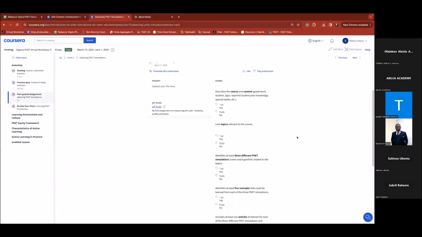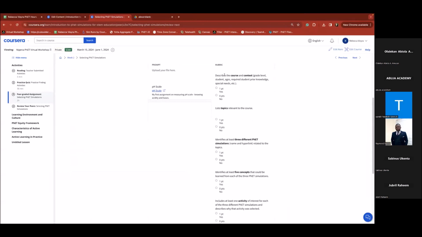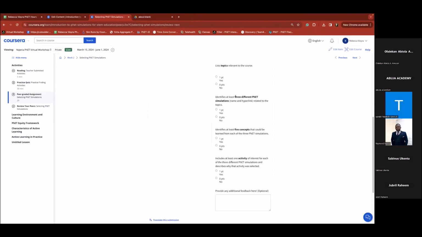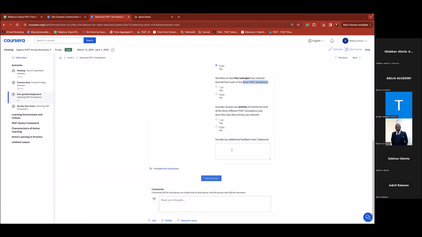We now need to go through this rubric and answer, does it actually comply with the requirements? Does it describe the course in the context? Does it list the topics? Does it have 3 different simulations with the name and hyperlink? Does it have 5 concepts that could be learned from each one of those simulations? I'm not sure if I actually saw that, so I would go back and double check, and then I would choose either 1 point or 0 points, and I could put additional feedback, and I would push Submit Review. I'm not going to do that now because I'd want to take time with this and really give feedback.